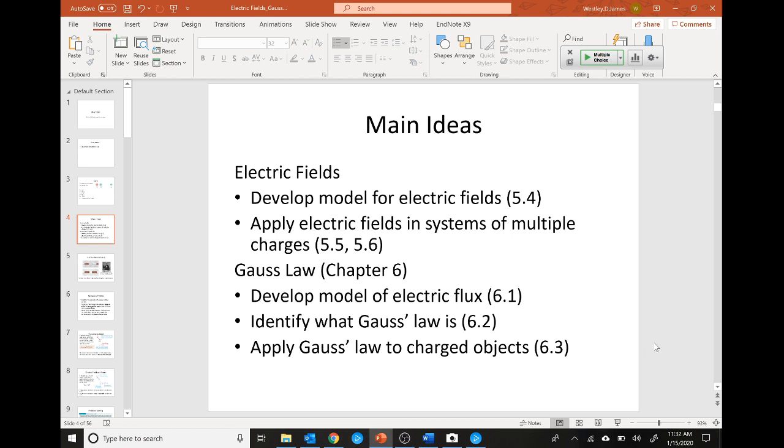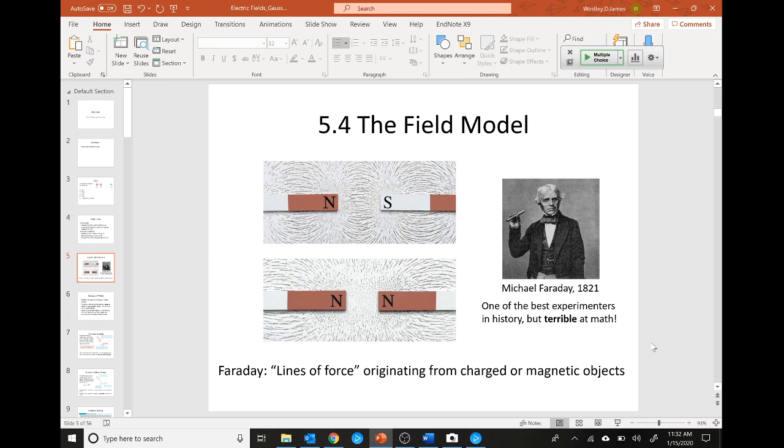Okay, so we're going to go ahead and get started. I very briefly talked about electric fields last time. I know these are magnets, which obviously do not make electric fields, but what's helpful here is it shows these field lines, and we're going to be drawing a lot of field lines. The electric field was discovered by Faraday.